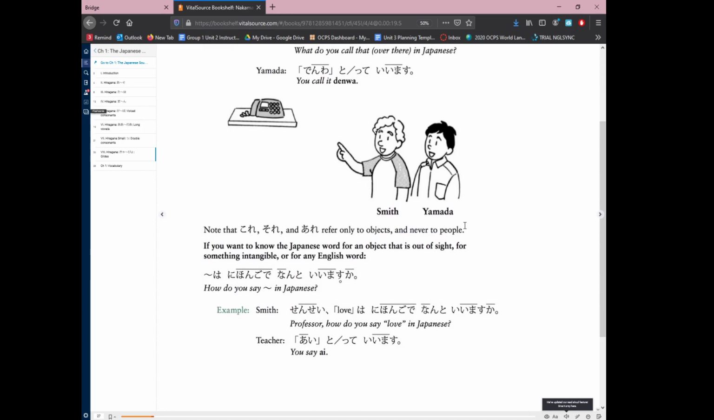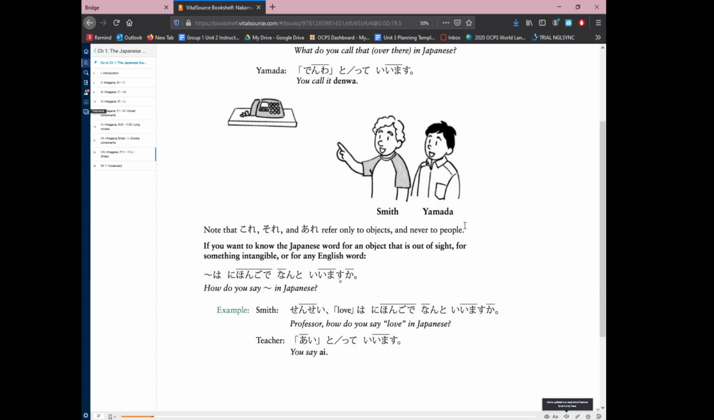Notice that when you use これ, それ, and あれ, you only use them to refer to objects and never to people. If you want to know the Japanese word for an object that's out of sight, so for something that's intangible and not near you, or just for any English word, you would say whatever the thing is, は日本語で何と言いますか?